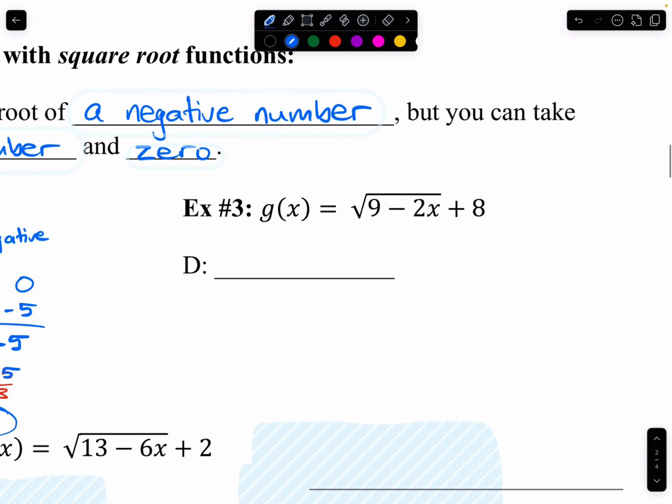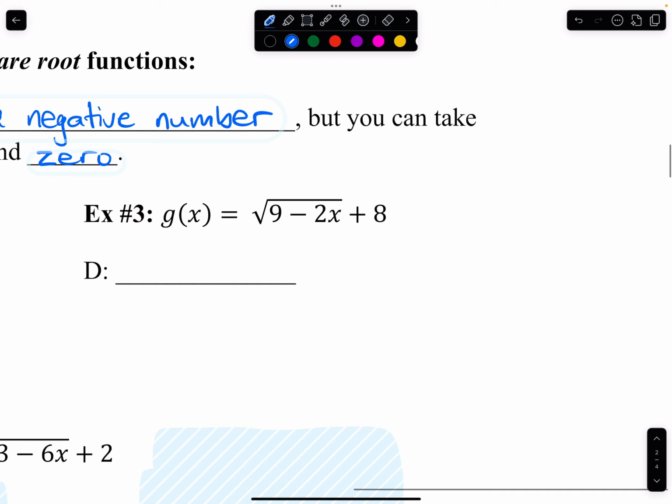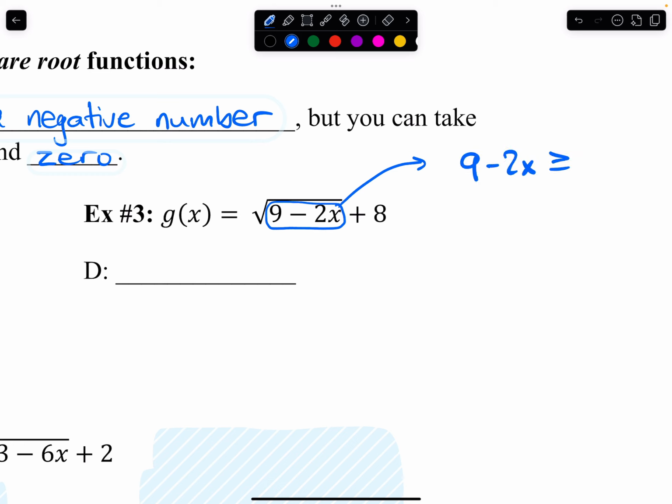Let's try another example here. We can't take the square root of a negative, so if g of x is the square root of 9 minus 2x, and then that square root plus 8, we still know that the stuff inside the square root symbol, that's actually called the radicand, can't be negative. So 9 minus 2x has to be greater than or equal to 0. I could take 9 from both sides.